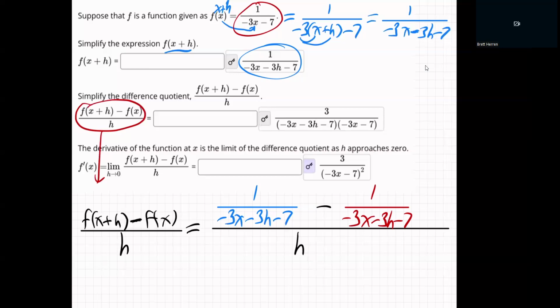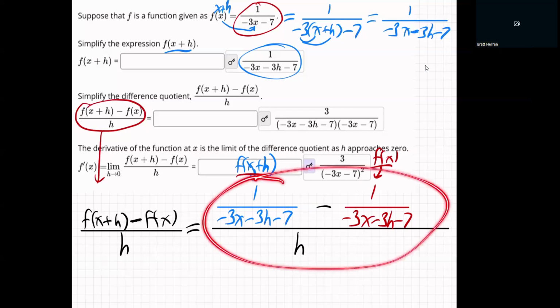Because this is f of x plus h, and this is f of x, right? Let me just write that above just so we're clear. There's f of x plus h. There's f of x.